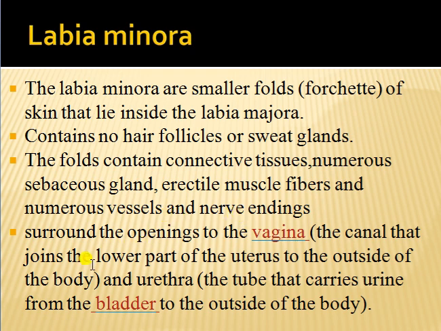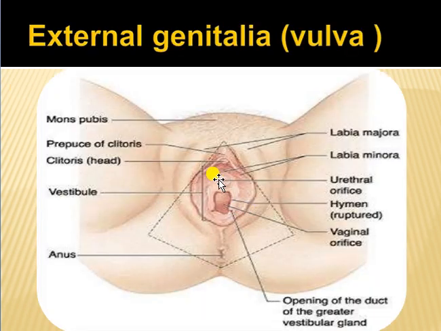Next, they surround the opening to the vagina. So the labia minora surround the vagina. These layers we can call labia minora, and this is labia majora. They surround the vagina and urethral orifice. Here they have more blood vessels and nerves present, so they are more sensitive, with more sensation.